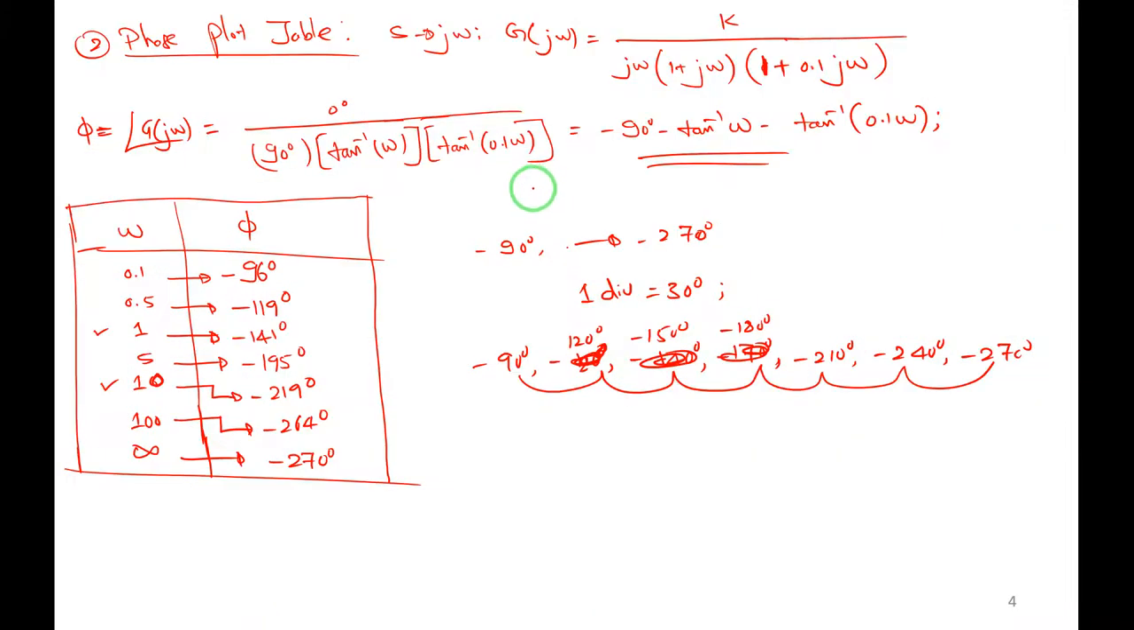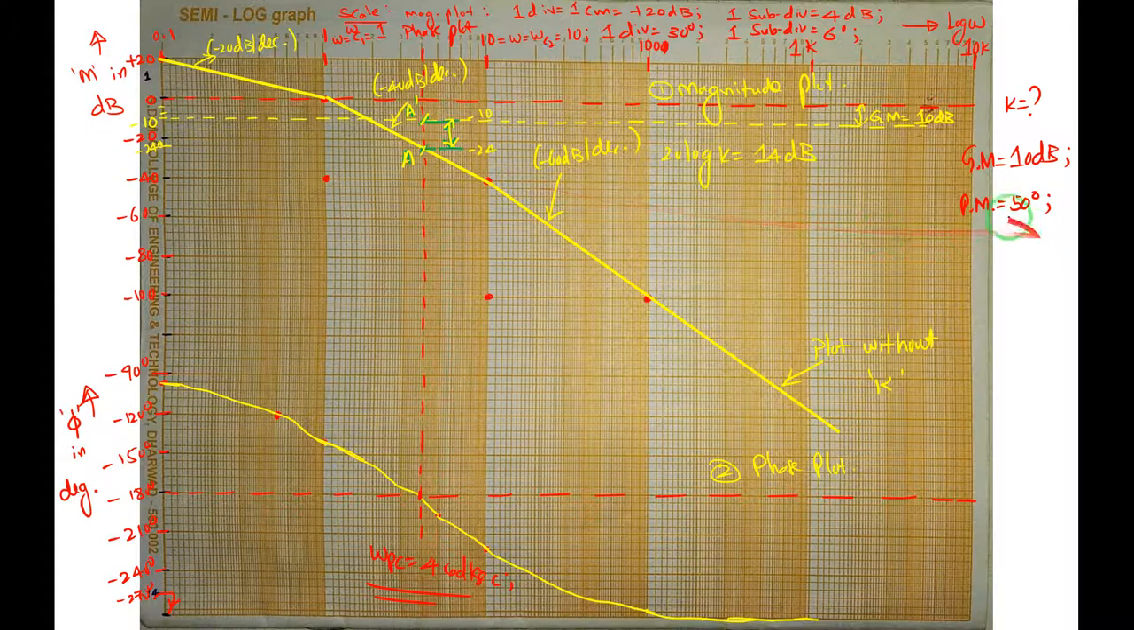Next, we'll go to the plot here. For a phase margin of 50 degrees, what is the value of K? I have to find out. For a gain margin of 10 dB, we have found it is 3.162. For a phase margin of 50 degrees, we'll calculate the value of K.